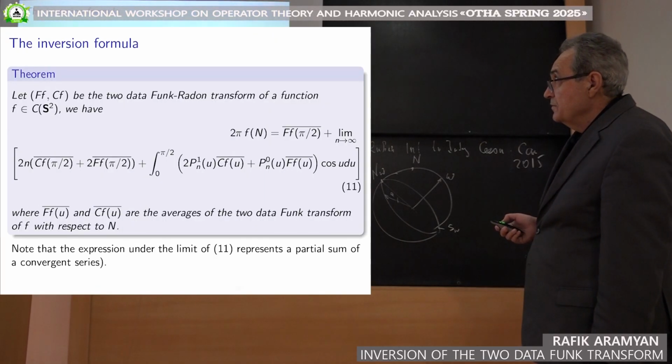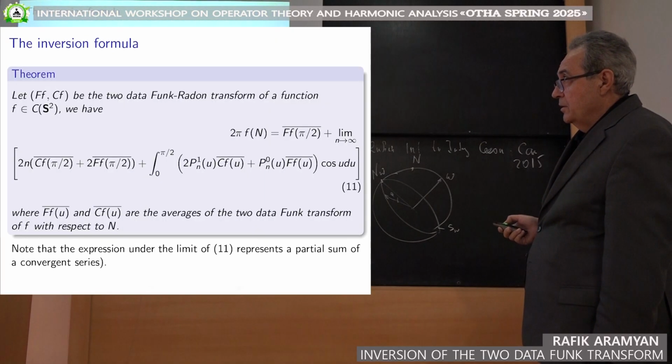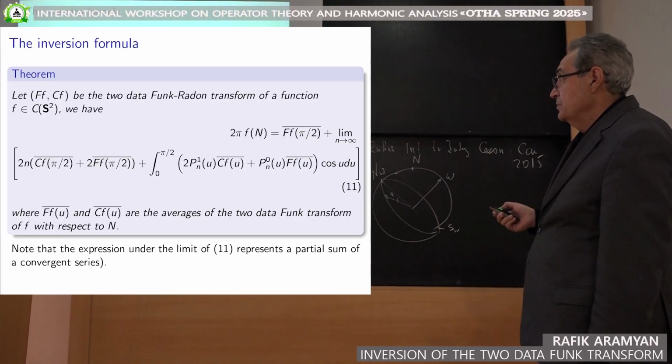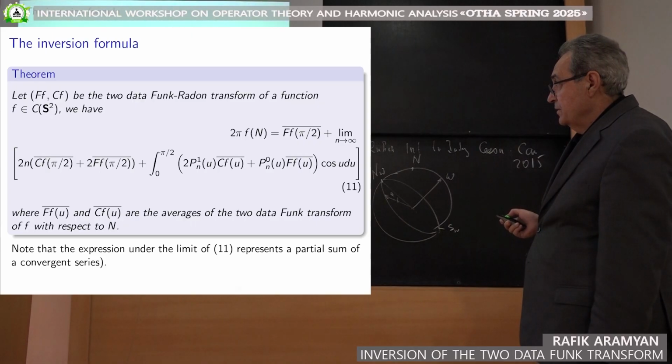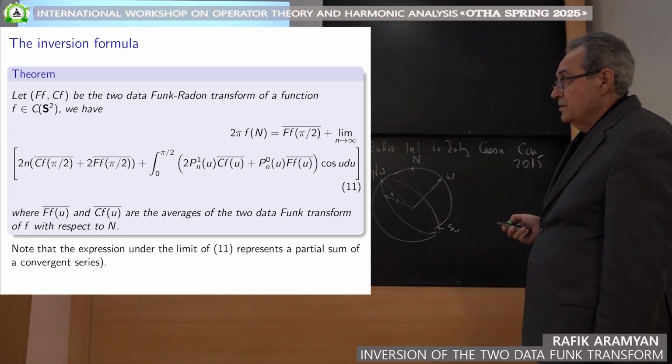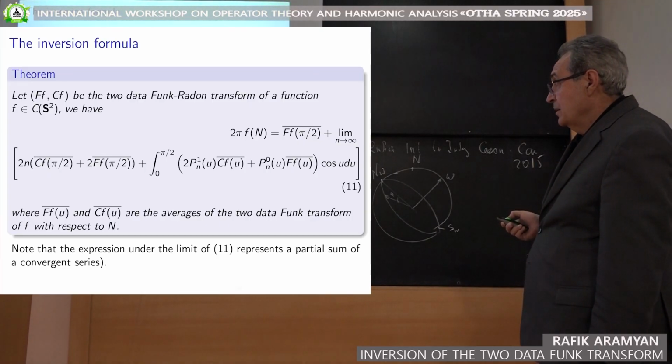Now the inversion formula is the following. Let the two functions, the transform and Cf, be the two weighted Planck transforms of function f. To recover f at the North Pole, we have the following formula. Here, Cf and the transform overline are the averages of the two transforms. Pn nu and Pn 0 are our standard polynomials. We integrate over the segment and consider the limit.